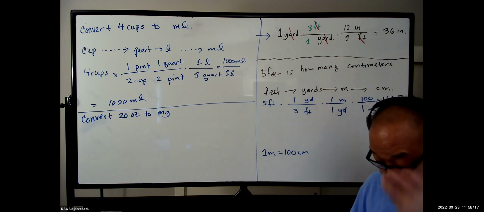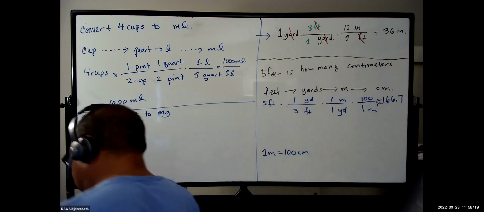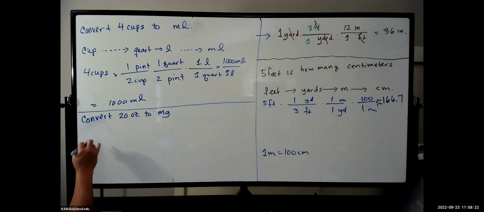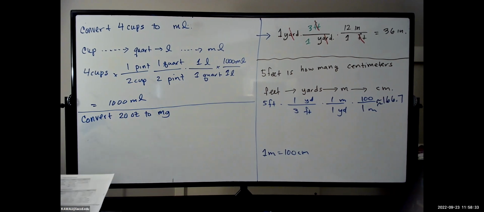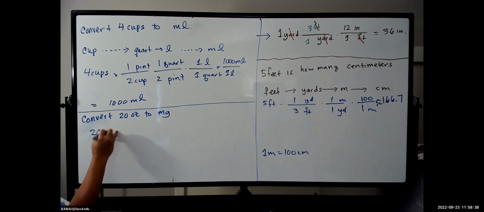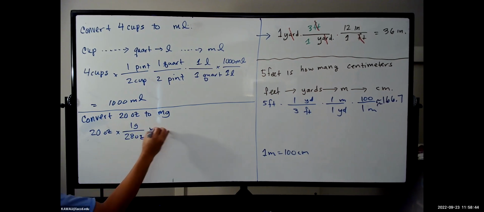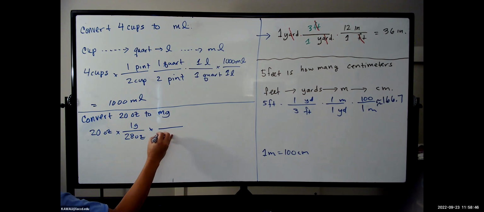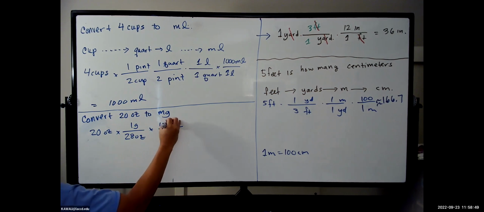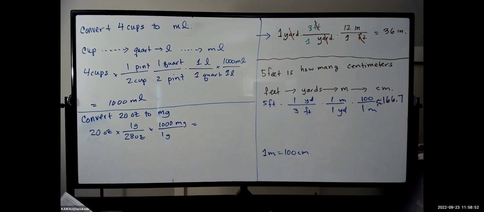Look, 20 ounces times, 1 ounce is 28 grams. 1 gram is 1,000 milligrams. So we can go 20 ounces times 28 grams per 1 ounce, times 1,000 milligrams per 1 gram.